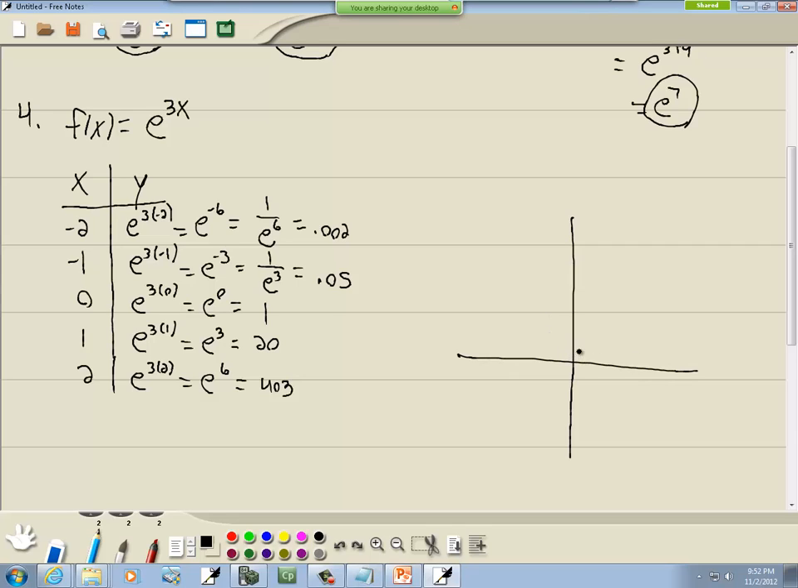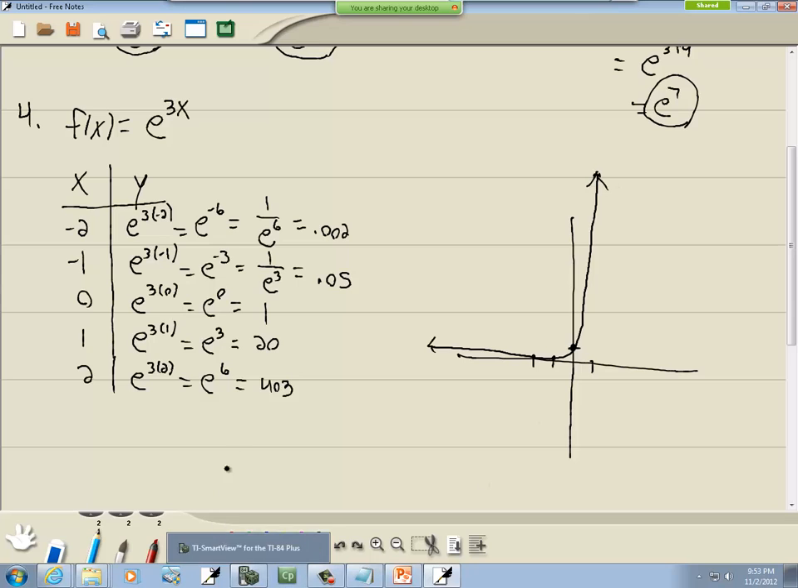So 0, 1. Negative 1, 0.05. So that's almost right on the x-axis right now. And 0.02 is right there. 120. Now, I'm not going to even be able to put that on here, but that's way up there. So when I graph this, it'll come down and go like that.